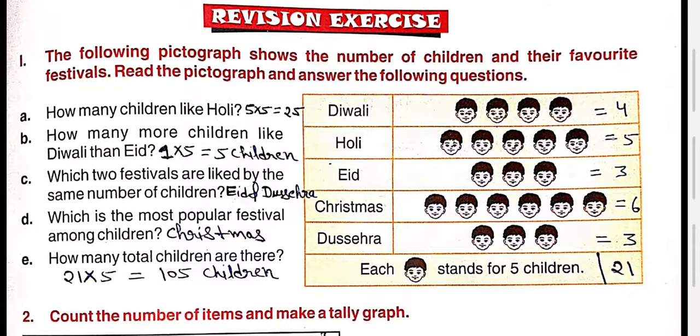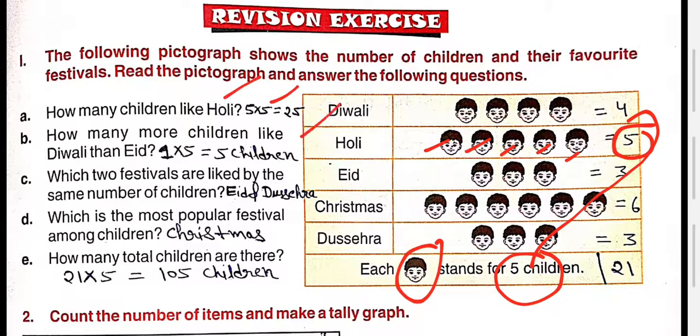How many children like Holi? Just count how many symbols are there for Holi. 1, 2, 3, 4, 5. Okay, 5 symbols are there, and one symbol is equal to 5 children. Then you have to multiply 5 by 5. What will you get? 25. So 25 children like Holi.